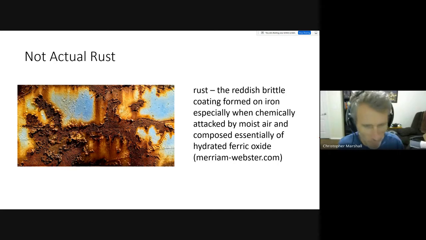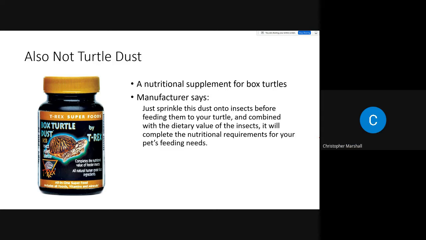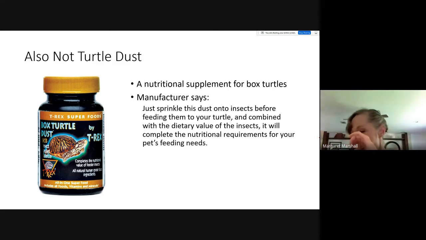It's not real rust. Myrtle rust is also not to be confused with turtle dust, a nutritional supplement for box turtles. The manufacturer of this product says, just sprinkle this dust onto insects before feeding them to your turtle, and combined with the dietary value of the insects, it will complete the nutritional requirements for your pet's feeding needs. Turtle dust.